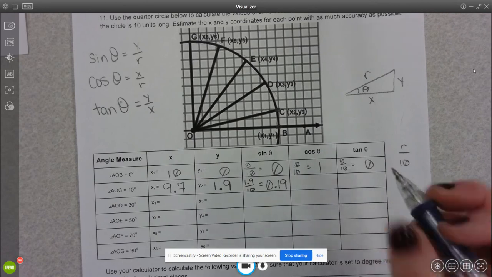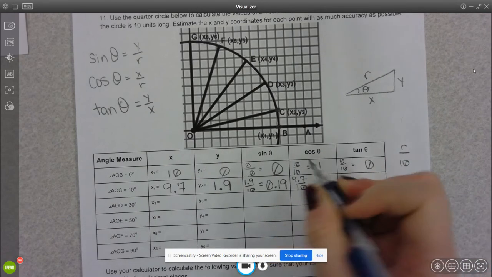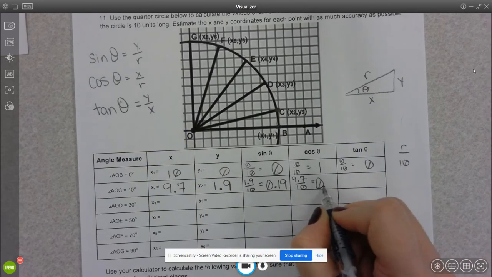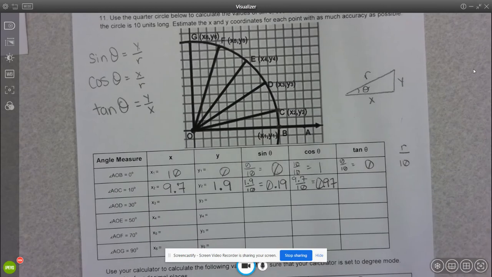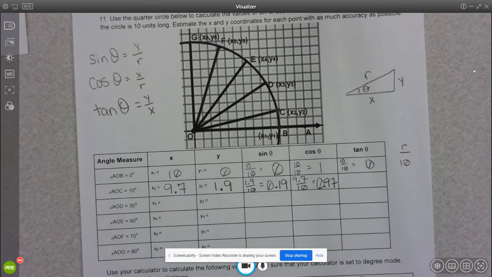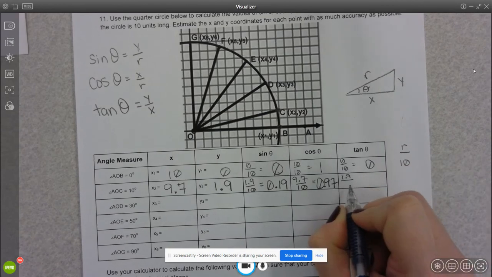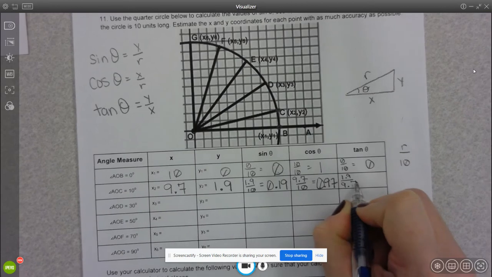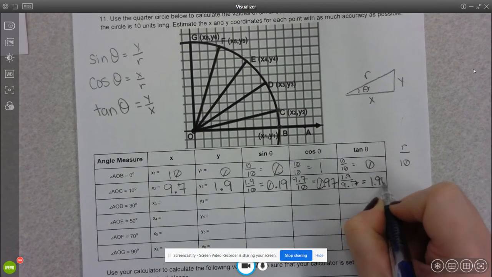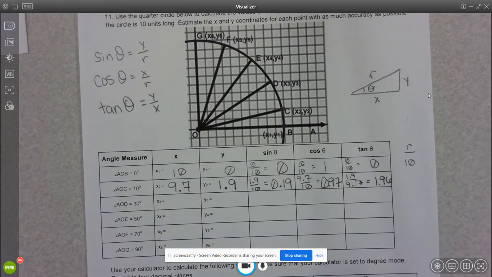Here I have 9.7 divided by 10 for cosine because I have x over r. Well, that gives me 0.97. And then tangent is my two legs related to each other. Y is in the numerator, so I have 1.9 divided by 9.7, which gives me 1.96.